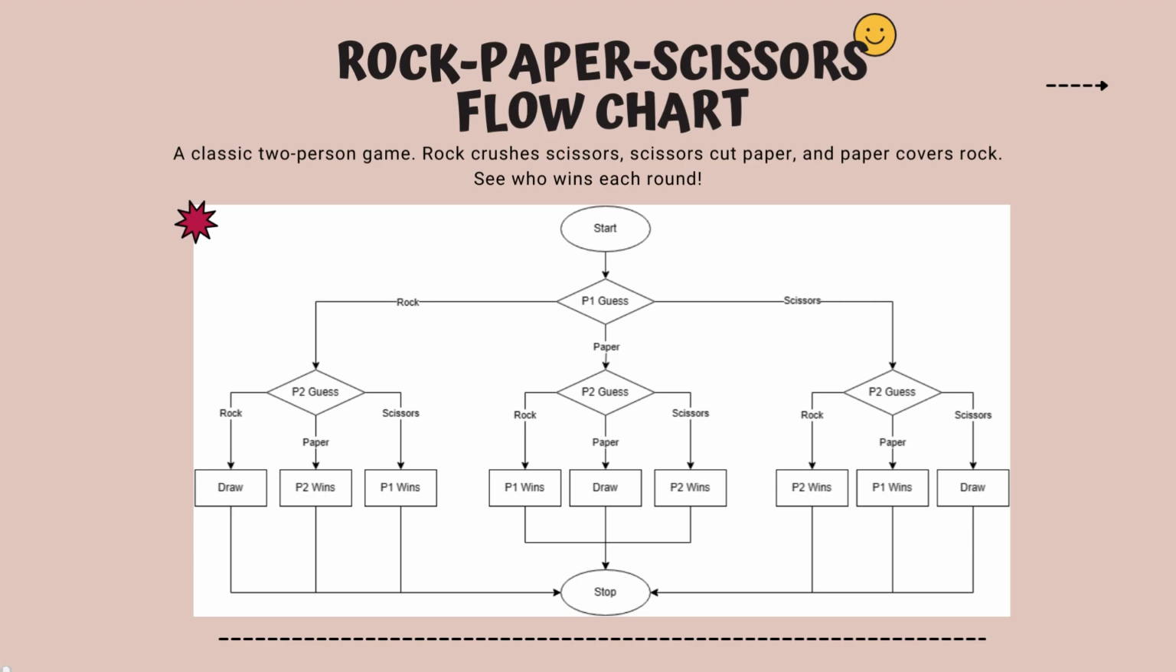So from the flowchart, it's going to start, and since there are two players, player one is going to guess, either they will show rock, paper, or scissors. And when player two guesses, for example, rock or paper or scissors, if player two guesses rock, it's going to be a draw. If player two guesses paper, player two wins. And if player two chooses scissors, then player one is going to win. And the process is going to be the same, following the rules of the game, where rock crushes scissors, scissors cut the paper, and paper covers the rock.